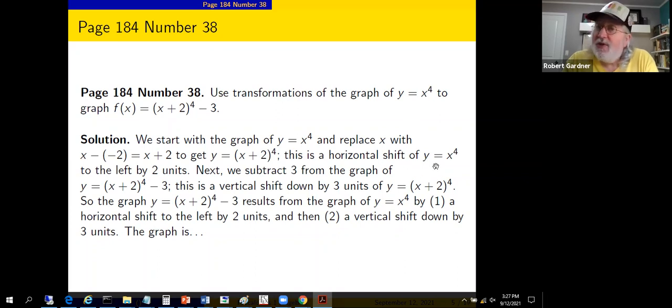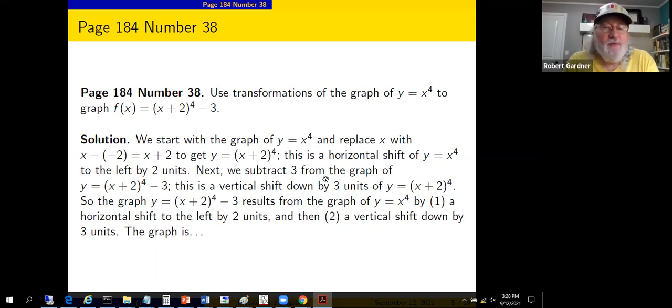This is a horizontal shift of y equals x to the 4th to the left by 2 units. Why left? Because we've used a negative here. And be careful, review the transformation stuff if necessary. It was always x minus something. It was the type of substitution we made. When the something was negative, we shifted to the left. When the something was positive, we shifted to the right. So this is a shifting to the left by 2 units of the graph of y equals x to the 4th.